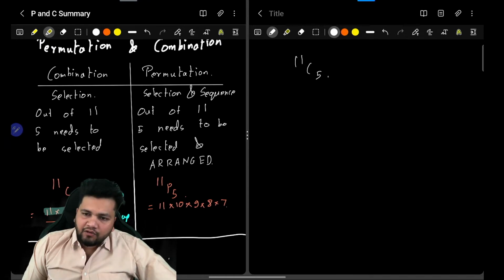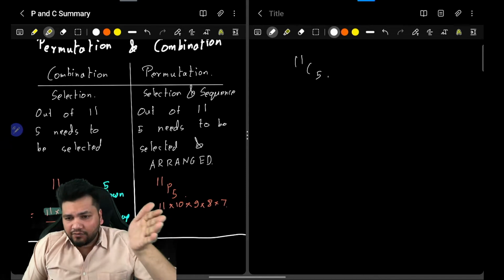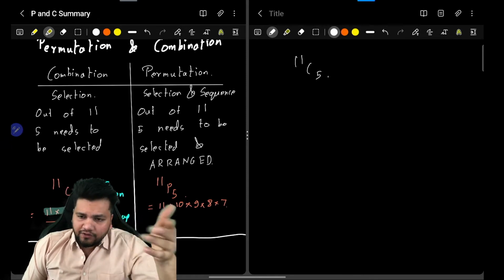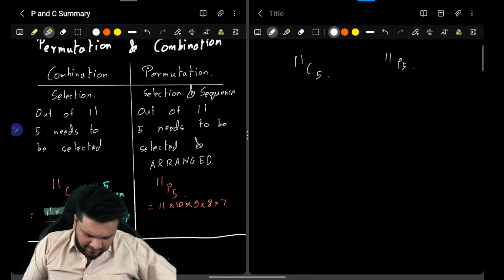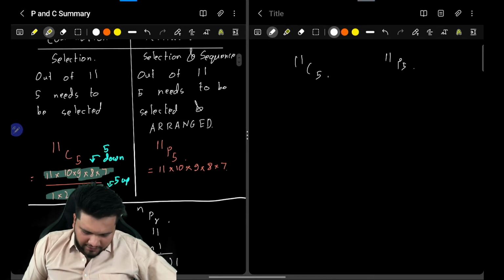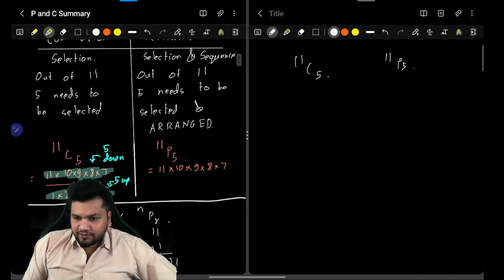And if 5 need to be selected and they have to be arranged, like who will go first, then second, third, fourth, fifth, that's going to be 11P5. Out of 11, 5 need to be selected and arranged, so it's going to be 11P5.